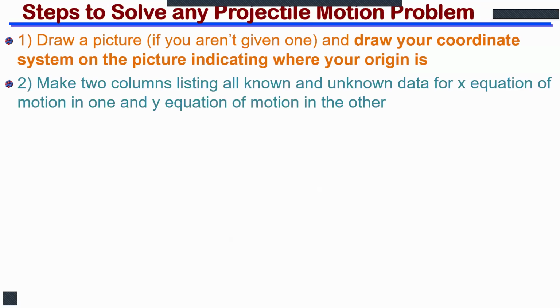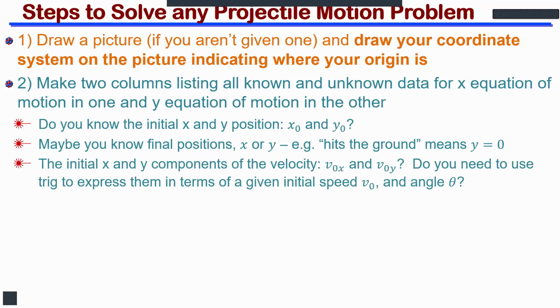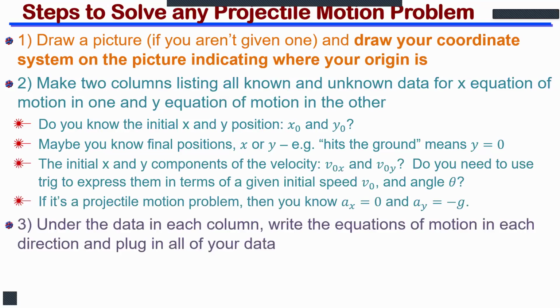The next step is to make two columns listing all known and unknown data for the x equation of motion in one and for the y equation of motion in the other. So for example, do you know the initial x and y position, x naught and y naught? Maybe you know the final positions, x or y. For example, if the object hits the ground, that probably means y equals 0 if you put your origin at ground level. Maybe you know the initial x and y components of the velocity. Do you need to use trig to express them in terms of a given initial speed, v naught, and angle theta? And if it's a projectile motion problem, then you've got your components for your acceleration.